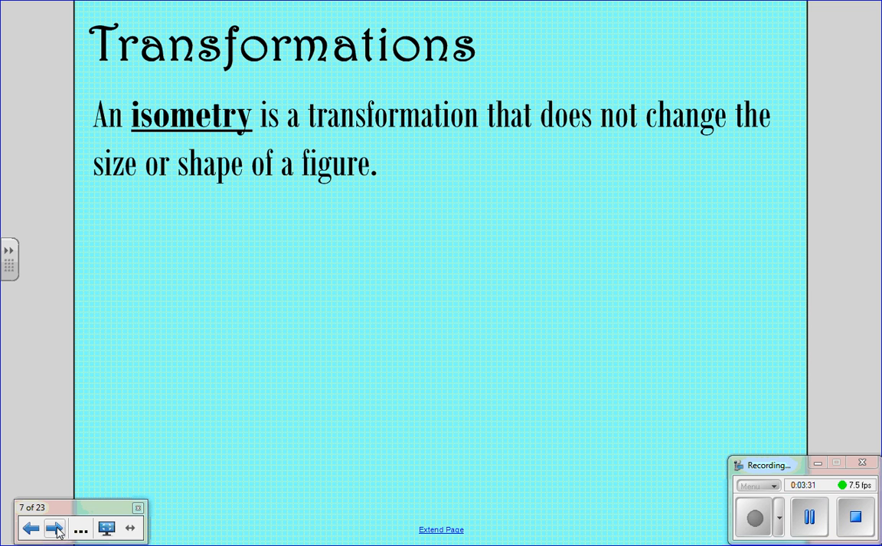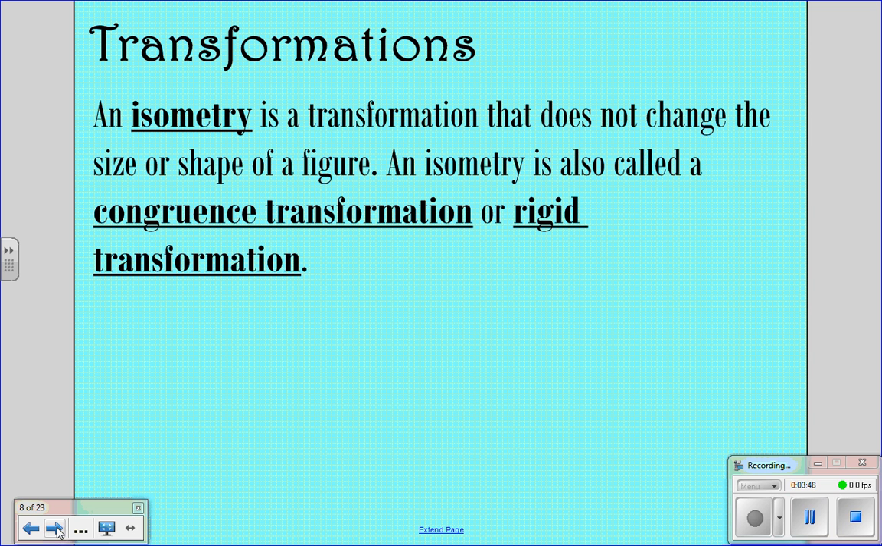An isometry is a transformation that does not change size or shape of a figure. It only changes the position. So the ones that we're going to look at today are only going to change the position, not the size or the shape of the figure. Only the position.